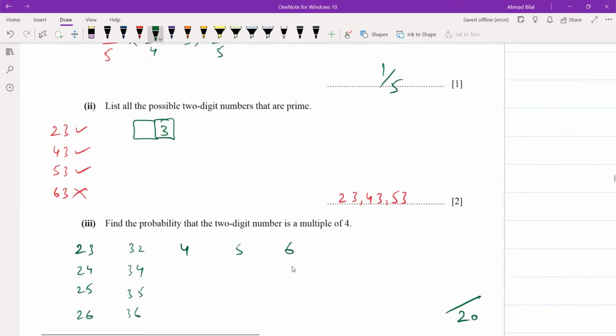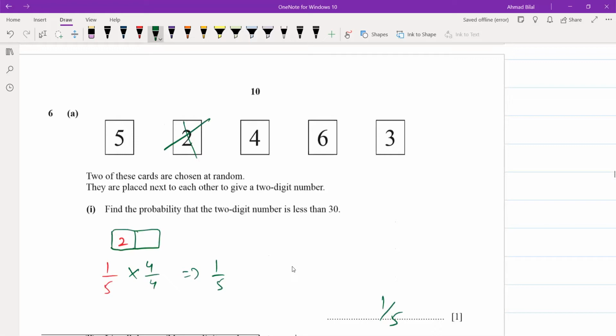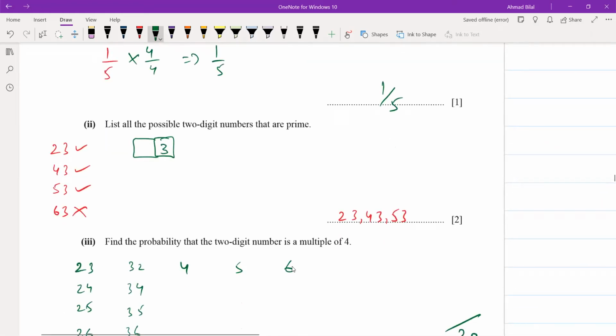टोटल 20 नंबर्स हो गए. So that's something that we understand. Total 20 numbers possible. ठीक है? अच्छा वो कहते हैं how the probability of the 2-digit number being a multiple of 4.